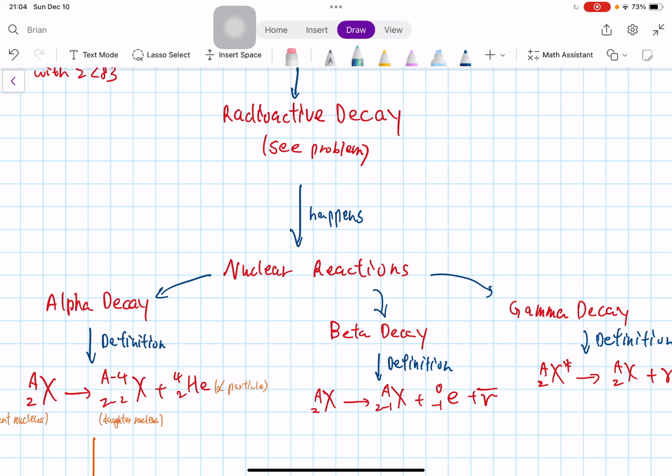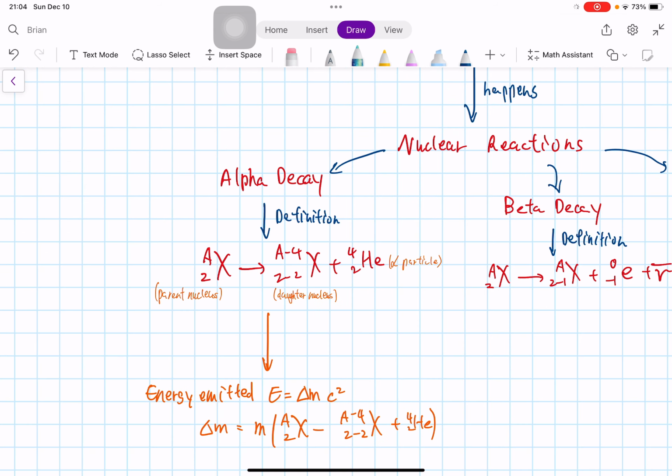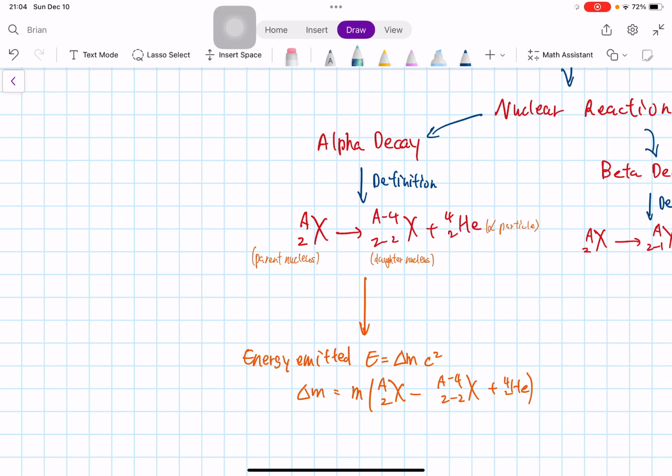We classify the nuclear reactions into three different reactions. The first one is called the alpha decay. The alpha decay focuses on helium, the alpha particle. One atom would break into another smaller atom with a release of a helium atom, and we call the helium atom an alpha particle. The atom with the larger atomic number is the parent nucleus, and the atom with the smaller atomic number is the daughter nucleus.